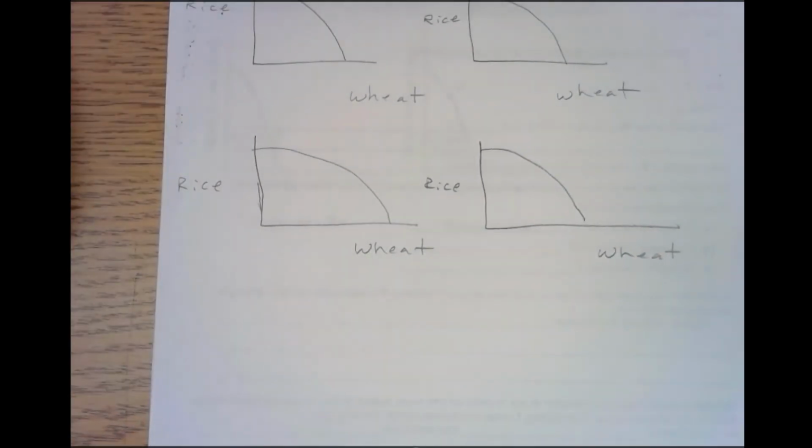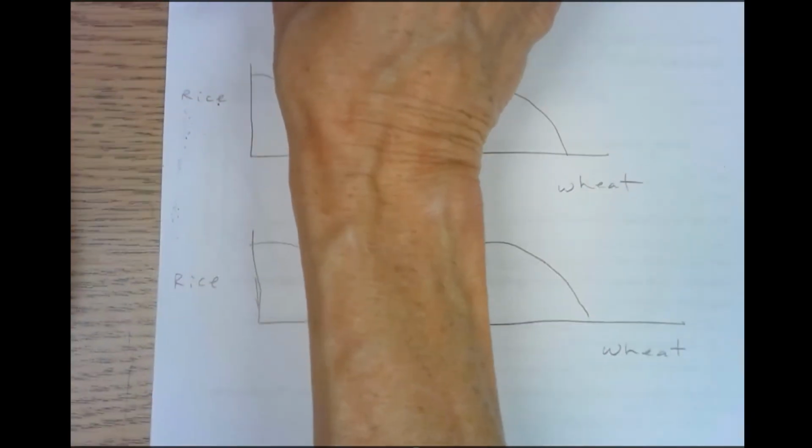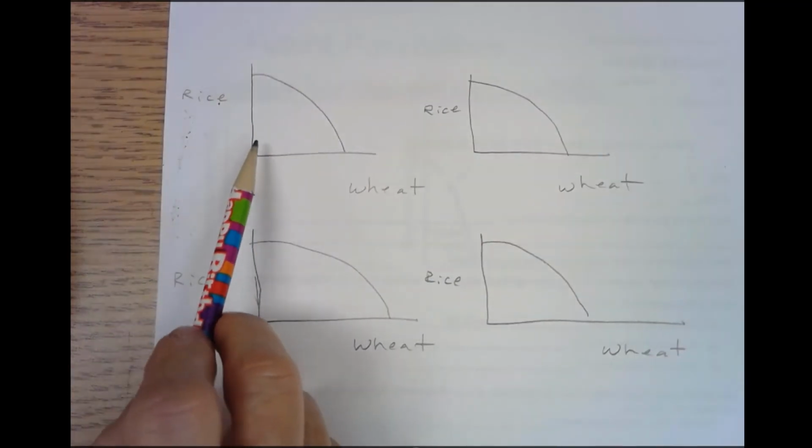So let's look at what happens in certain circumstances. What if there was an increase in technology to make rice? Something happened and made it so that we could produce more rice. Maybe we could harvest it better with this new technology. What would our production possibility curve look like?